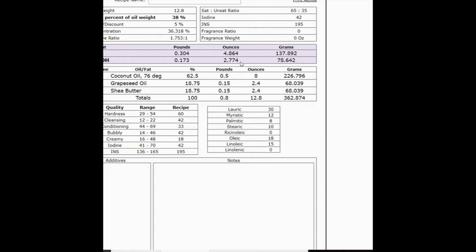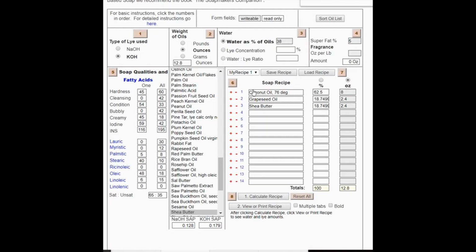So write that down. You can print it if you have a printer. I don't, so I don't. I write it down. I like handwriting it anyways for some reason. So we don't do the water because we're going to do the 6 whatever ounces of water that we had already said. But your KOH is going to be 2.77 for this recipe.